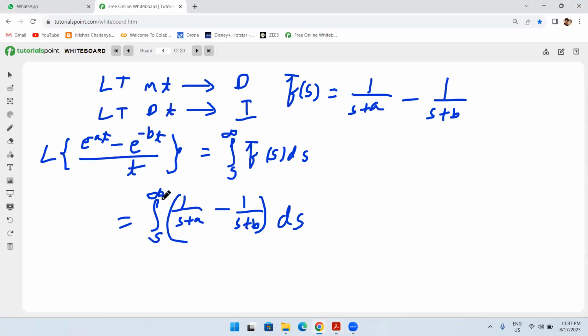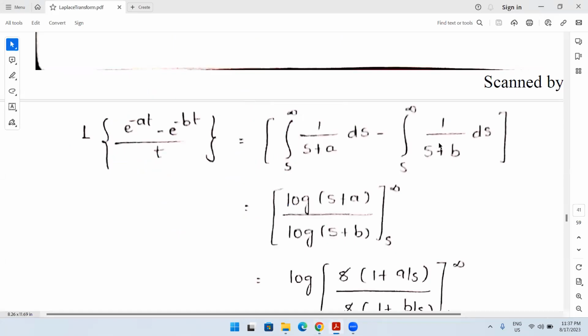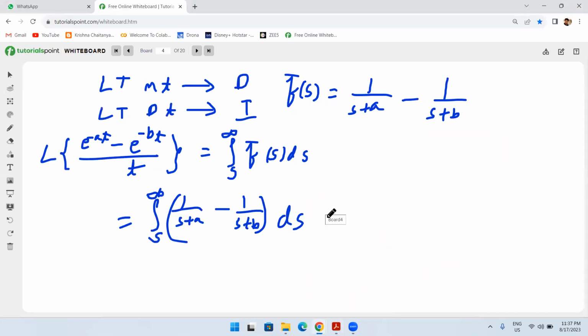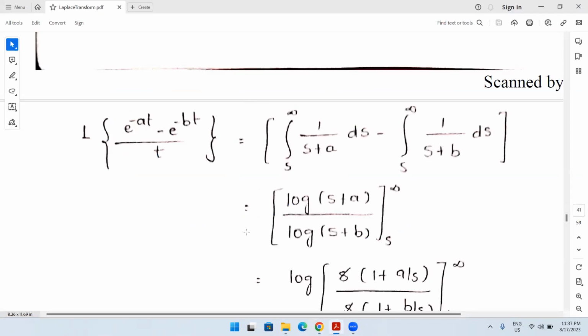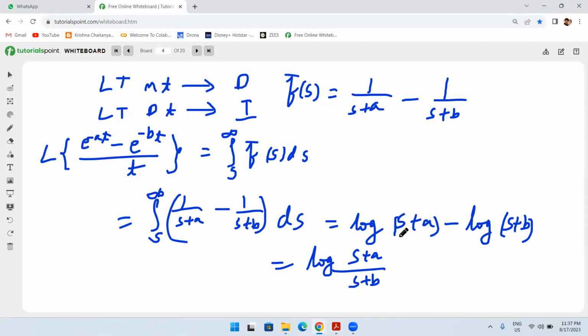Okay. Now separately, the integration of 1 by s plus a minus the integration of 1 by s plus b. I'll write the middle one. So the integration of 1 by s plus a is log s plus a, and next, minus the integration of 1 by s plus b is log s plus b. What is log a minus log b? Log a by b. That is log of s plus a by s plus b. So that's what we got here. Two steps are not there in this PDF file.